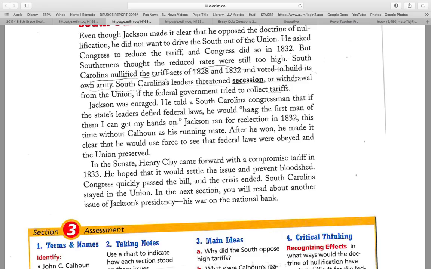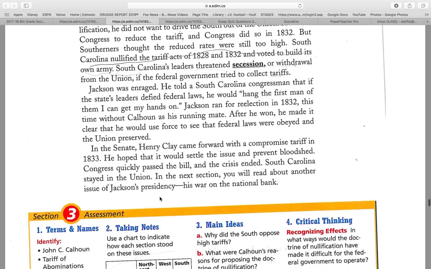Jackson, enraged, told South Carolina congressmen that if the state's leaders defied the federal law, he would hang the first man he could get his hands on. Jackson ran for re-election in 1832, this time without Calhoun as his running mate. After he won, he made it clear that he would use force to see that the federal laws were obeyed and the Union preserved. In the Senate, Henry Clay came to favor a compromise tariff in 1833. He hoped it would settle the issue and prevent bloodshed. Congress quickly passed the bill, and the crisis ended. South Carolina stayed in the Union.